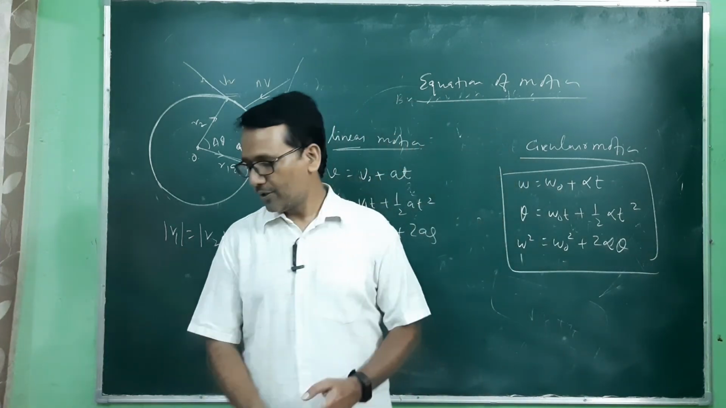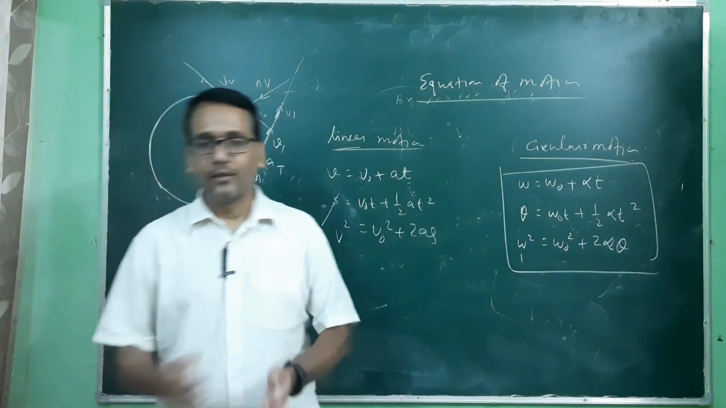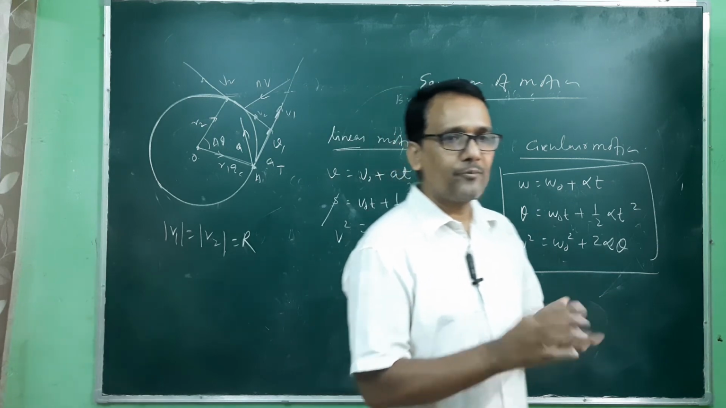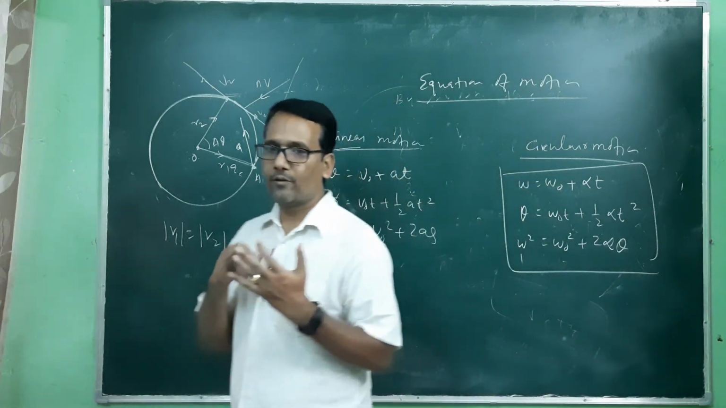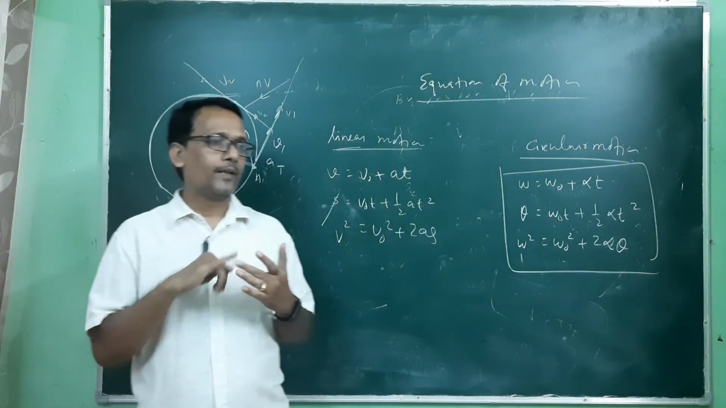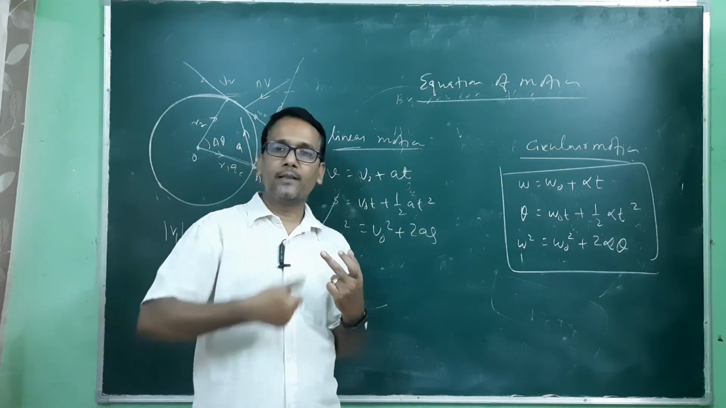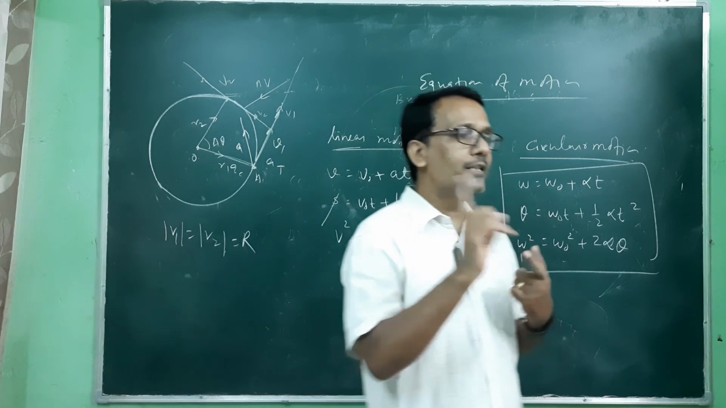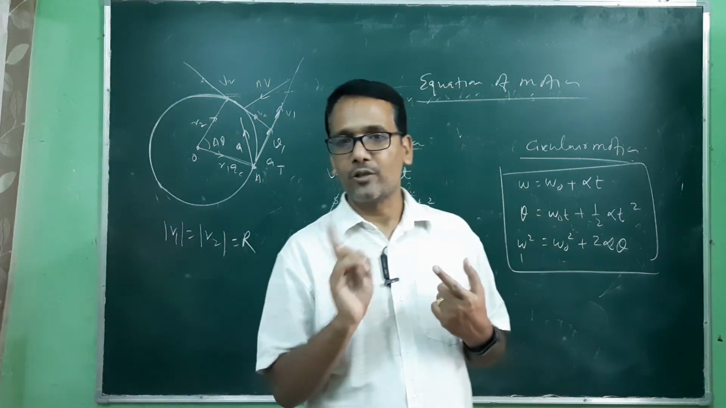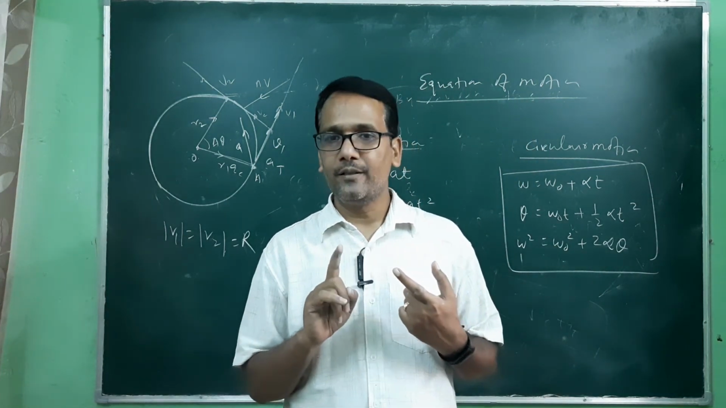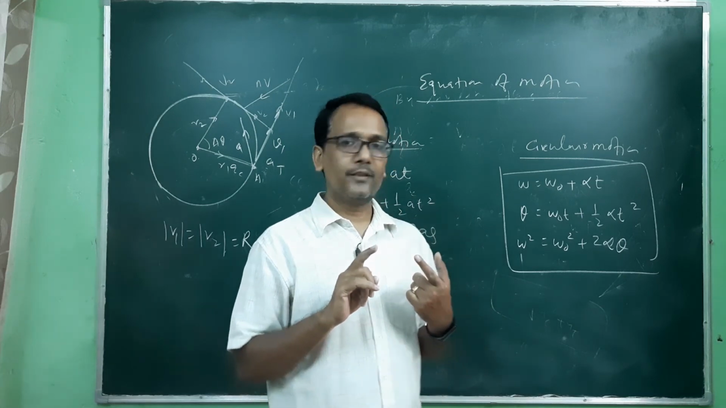So these are the equations of motion in circular motion. In circular motion we have to define angular displacement, angular velocity, and angular acceleration. Linear acceleration we have subdivided into two parts. One is the tangential one, where the speed is constant, and the second one is centripetal acceleration, where the speed is not constant. There is a change in direction as well as a change in its magnitude.